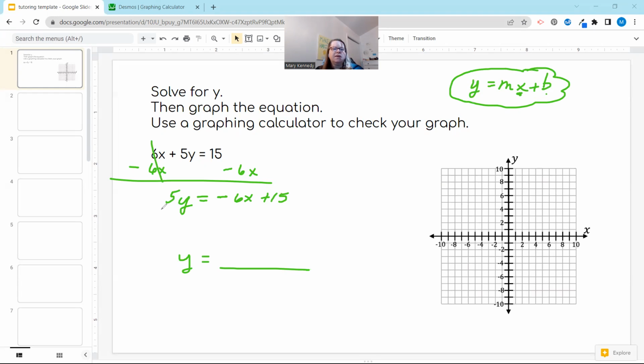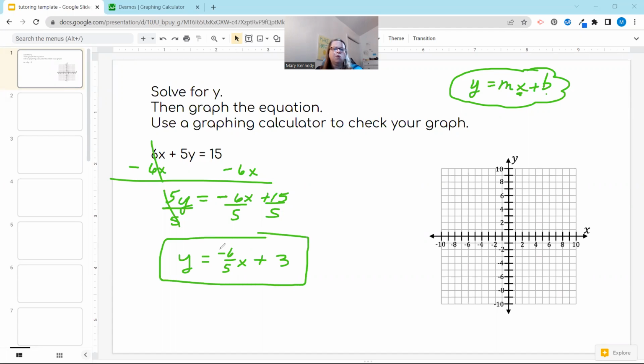All right, so now I'm going to divide everything by 5 so that I just have my y equals. This line, so it's confusing. So I have negative 6 over 5x plus 15 divided by 5 is 3. All right, so that is step one, solve for y.